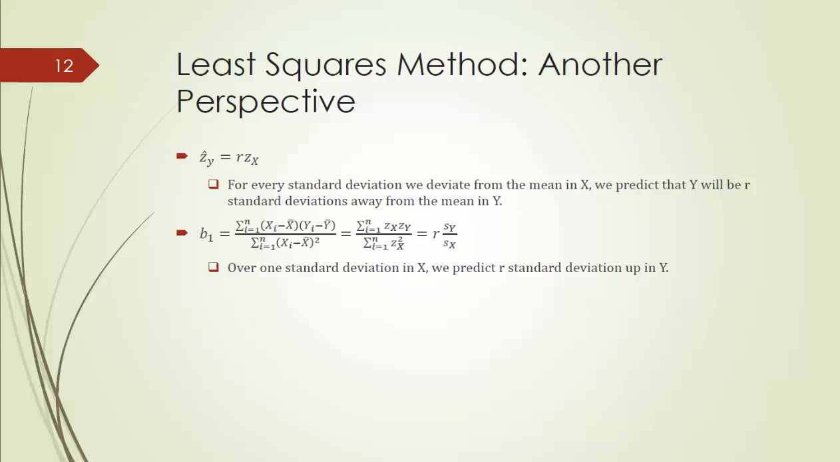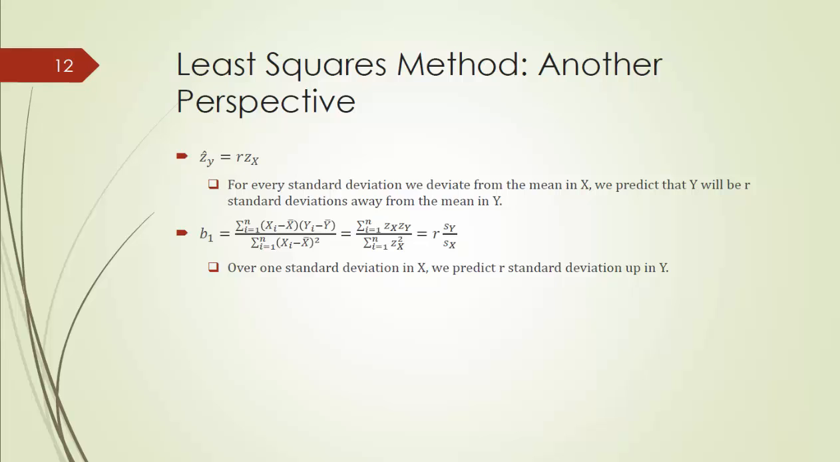We can simplify the formula for b1 even further. It is simply r times sy divided by sx. With this simplified formula, we can easily tell that 1 standard deviation up in x will predict r standard deviations up in y. Now, let's consider the normalized data set with x replaced by zx and y replaced by zy. If we run regression with zx against zy, the resulting estimated regression function is zy hat equals correlation coefficient r times zx. This means for every standard deviation we deviate from the mean in x, we predict that y will be r standard deviations away from the mean in y. You should be able to prove all the results mathematically with some simple algebraic manipulation.